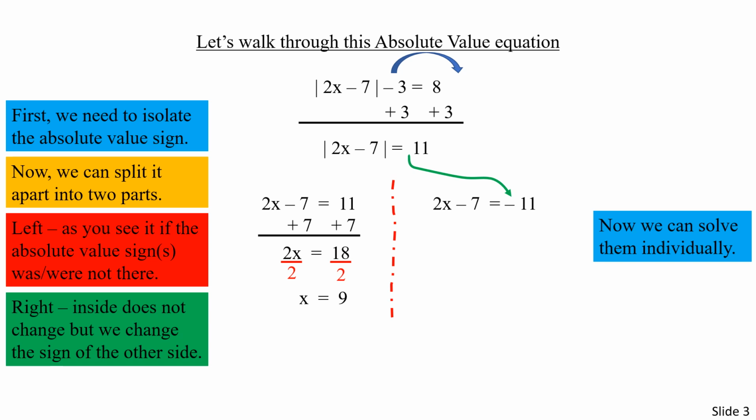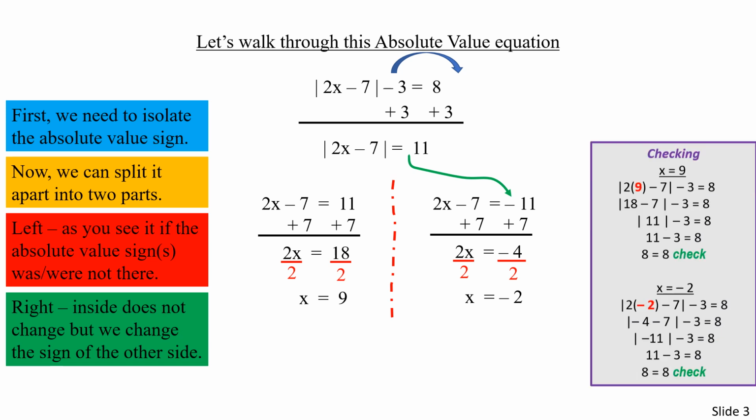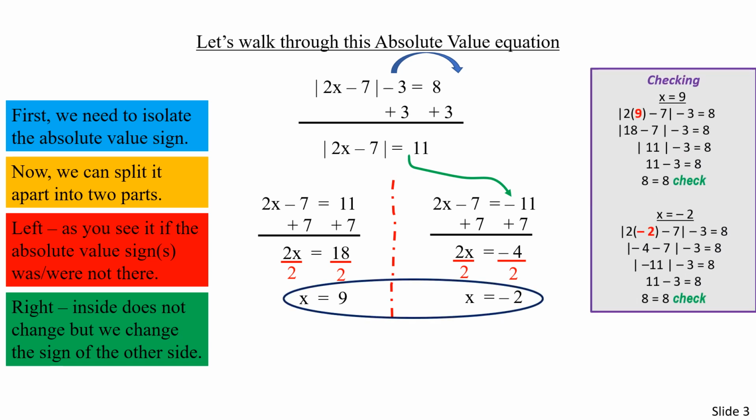So on the left one here, I would add 7 to both sides, and I would divide by 2, and I get x equals 9. On the right one, I add 7 to both sides, I divide by 2, and I get x equals -2. Now we should check them. So using x is 9, we get a true statement, and using x equals -2, we also get a true statement, just by plugging those values in and doing the arithmetic.